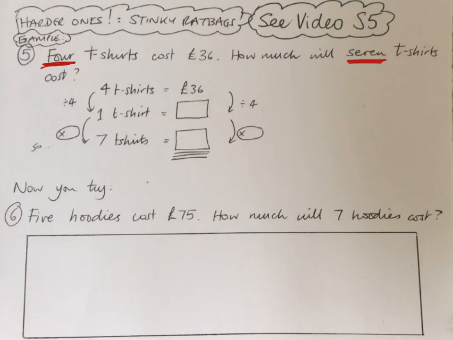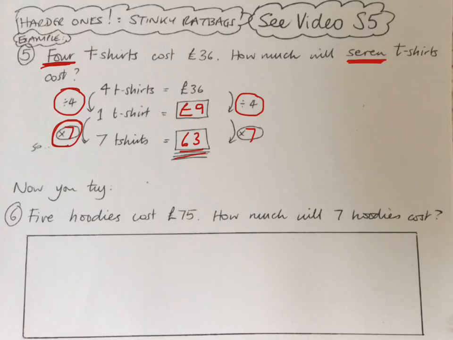So to get from 4 to 7 t-shirts, the best way to do it is find the cost of 1 t-shirt first of all, which we do by dividing by 4, and if we do the same on the other side, we will work out that 1 t-shirt costs £9. And then from there, to work out 7 t-shirts, we'd have to times that amount by 7, and 9 times 7 would be £63. That would be our final answer. Moving on to the next question, another similar one.